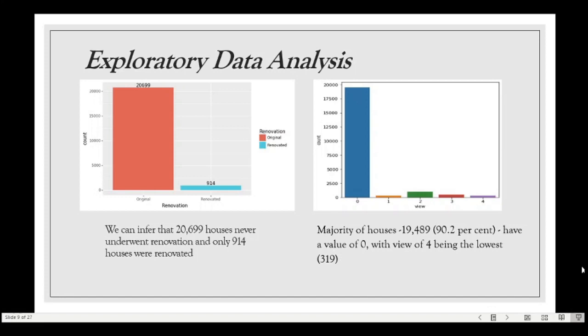On the right-hand side, we have the histogram for the view column. We see that around 90% of houses have zero view, and there are very few houses that have an excellent view.